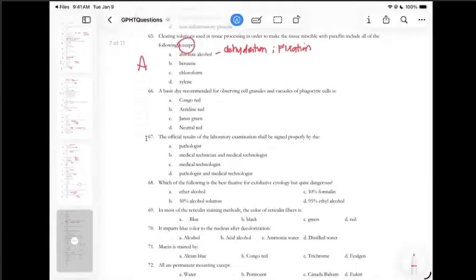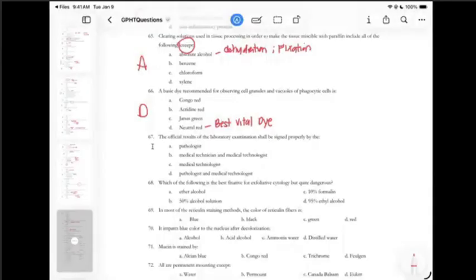66, so the basic dye recommended for the granules and vacuoles of phagocytic cells. So this is your neutral red. Neutral red, so that's also considered as the best vital dye. So that's also the best vital dye, si neutral red. So very useful for cell granules, cytoplasmic structures also. 66, letter D.